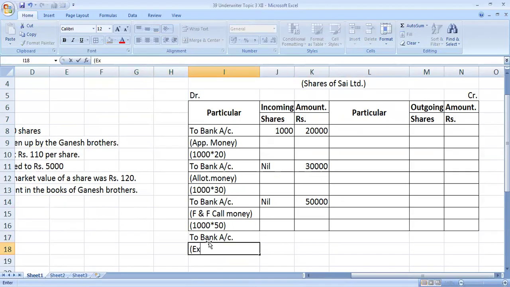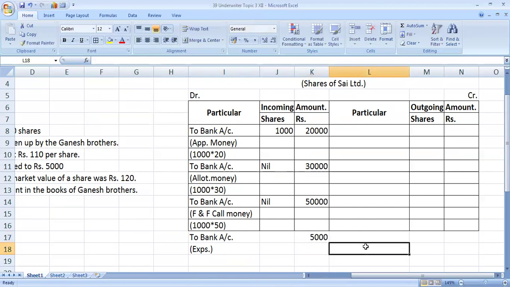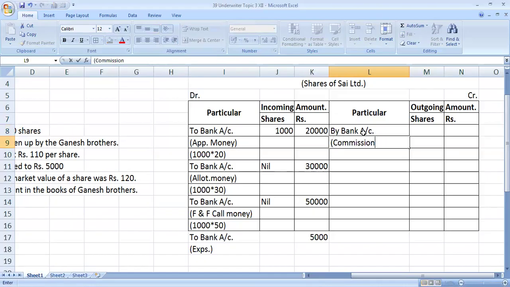Underwriter's expenses given in the question, that is 5,000, credit side by bank account. Underwriter's commission: in the working note, I have calculated underwriter's commission, that is 25,000. Outgoing shares, nil. The bank account, sale, that is 800 shares at the rate of 110. Hence, outgoing shares is 800 at the rate of 110. Amount is 88,000.